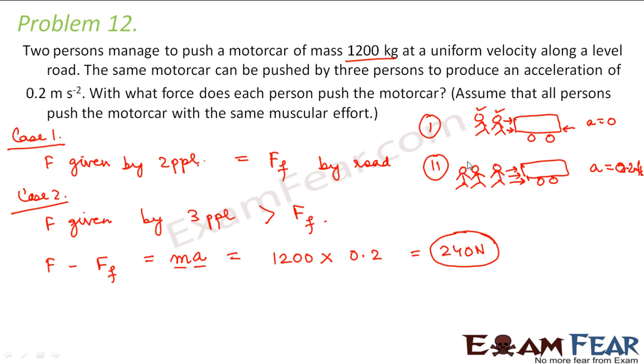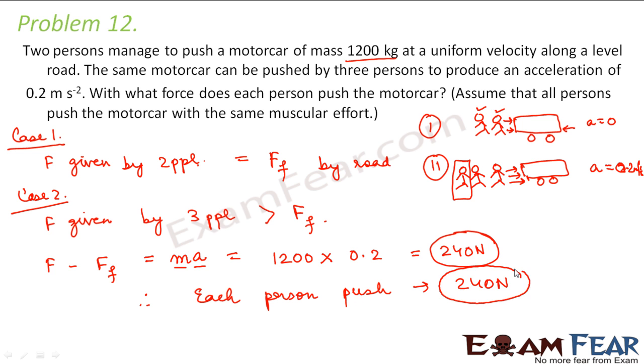Now in case 2, what was the extra thing? 1 person was extra, right? That means each person applies, and in the first part it says that each of the persons is giving the same amount of force. That's what is mentioned in the problem, that assume that all persons push the motor car with the same muscular effort. Therefore, we can say that each person pushes the motor car with a force of 240 newtons, right?